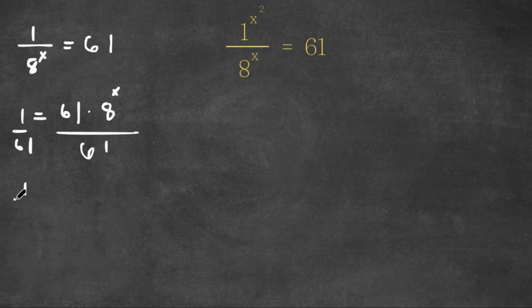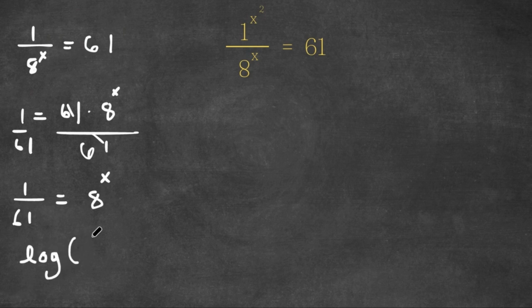I get 1 over 61 is equal to, these two cancel out, 8 to the power of x. Now, what I'm going to do is take the log of both sides. So now we have log of 1 over 61 is equal to 8 to the power of x.